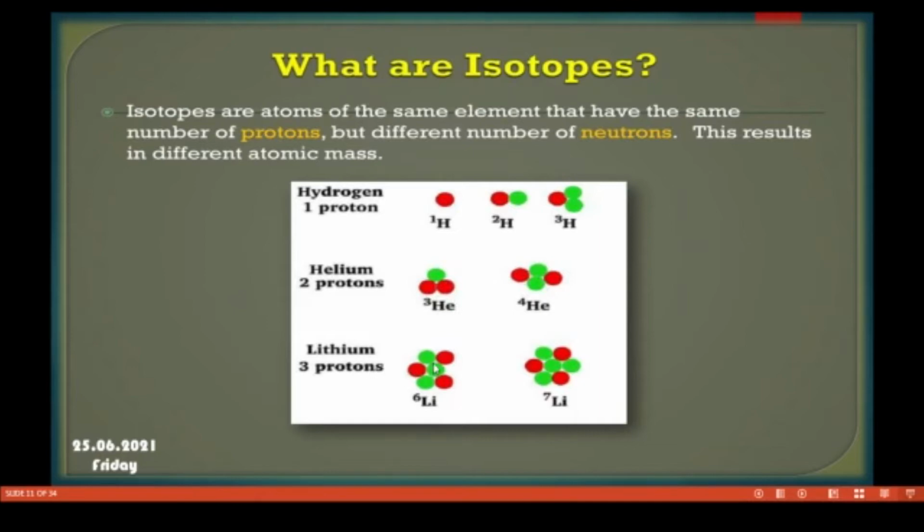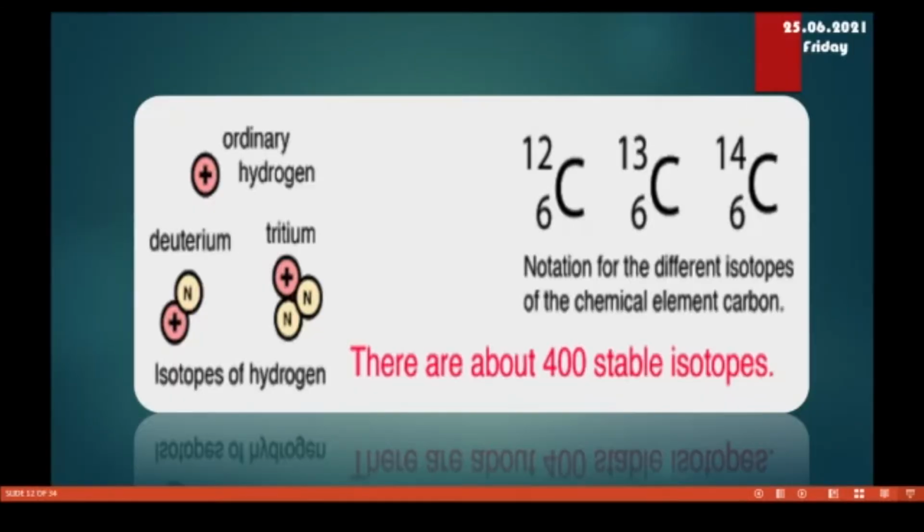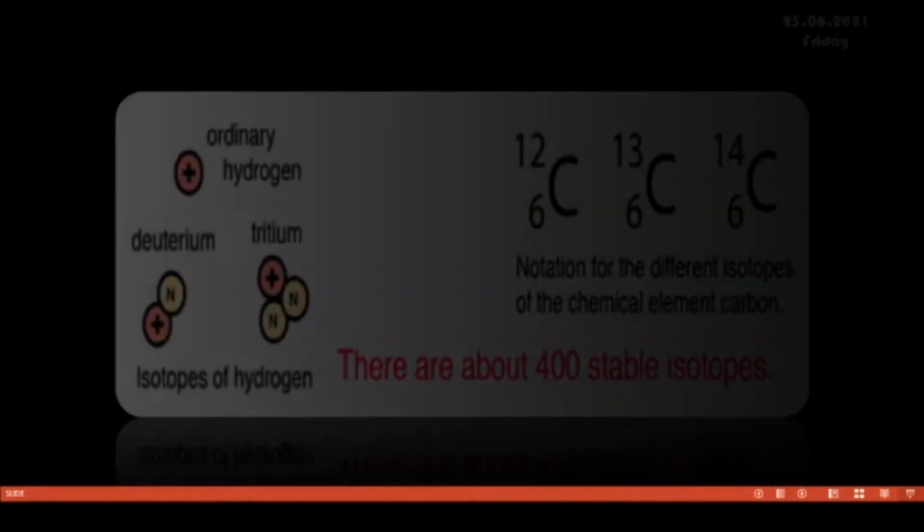See lithium, having 3 protons. Every atom in the lithium element has only 3 protons. See another example, carbon: 6C12, 6C13, 6C14. Same atomic number, same element, but different mass numbers due to different neutrons. Like that, hydrogen also: protium, deuterium, tritium. This is ordinary hydrogen, we call it protium because it has only a proton. So these are the isotopes of hydrogen and carbon.